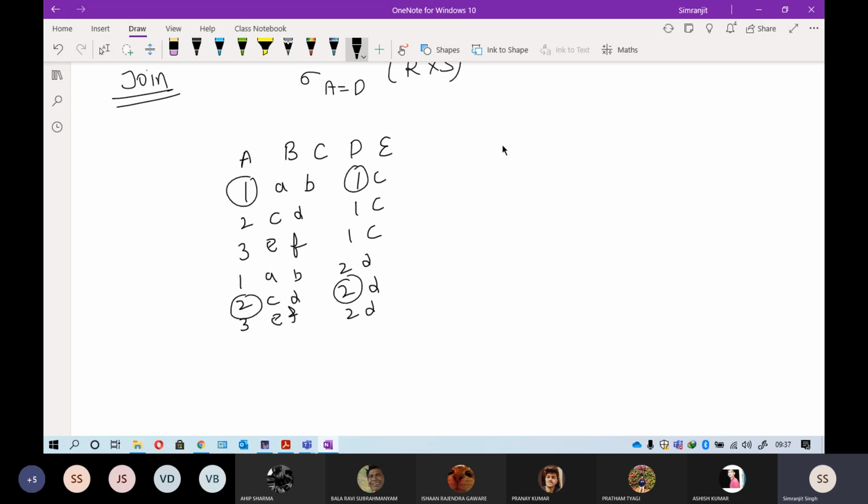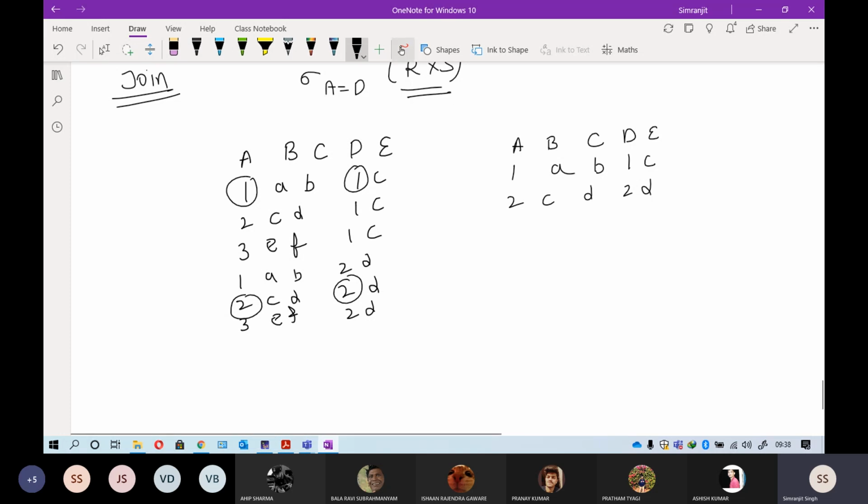Only two particular rows will be filtered out. It will be A, B, C, D, E. It will be 1A, B, 1C, 2C, D. Okay. So you're seeing here we are using the cross product, but with the cross product we are using select operation as well.